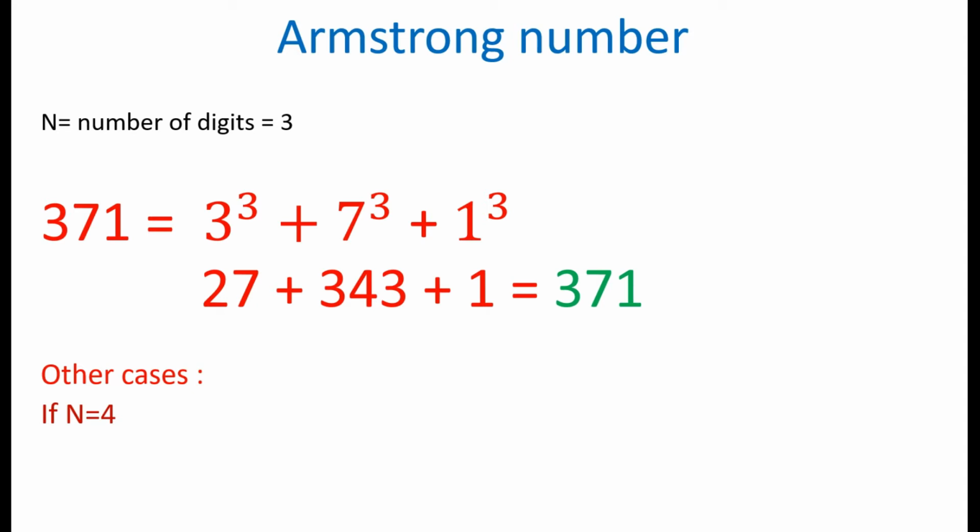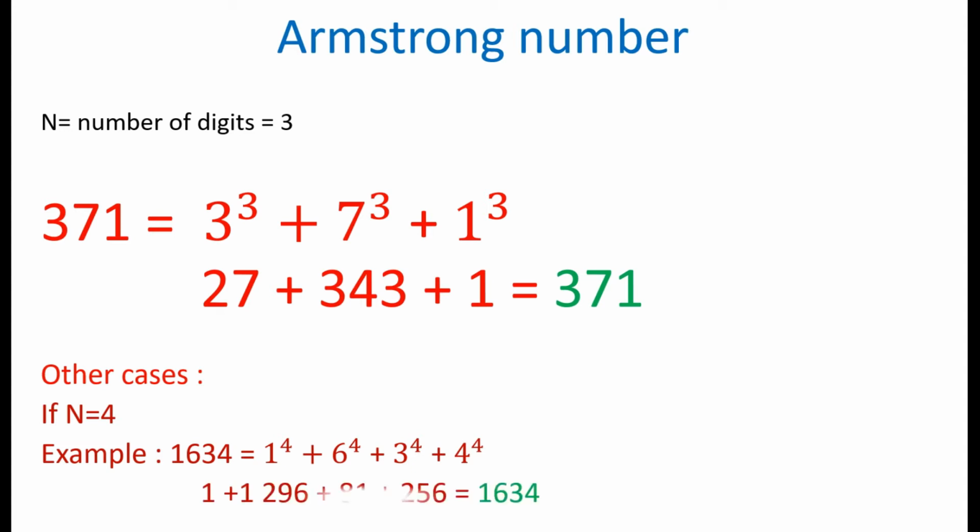In other cases, for example, if the number of digits is 4, for example 1634, the Armstrong number will be checked by taking each digit to the power 4 and summing them. Let's check. Here the number after summing up the digits is 1634. Let's check it with a Python program.